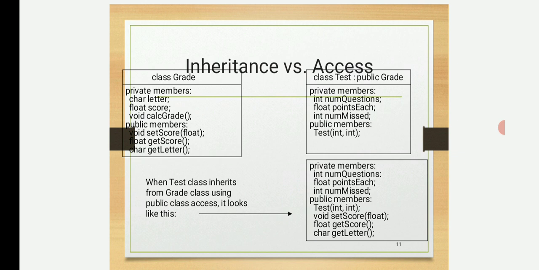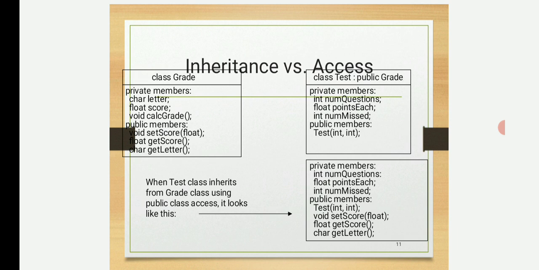One more class I have created here. I am using Test. This is a derived class and then I am using the colon keyword. After that I am giving the access specifier and then I am giving Grade. Grade is a base class. Automatically class Grade is used in class Test. Automatically all the things we are having in Grade should be derived into the derived class Test. And it also has additional members and methods. Additional members are numQuestions, pointsEach, numMissed, those are all also included in the Test class.